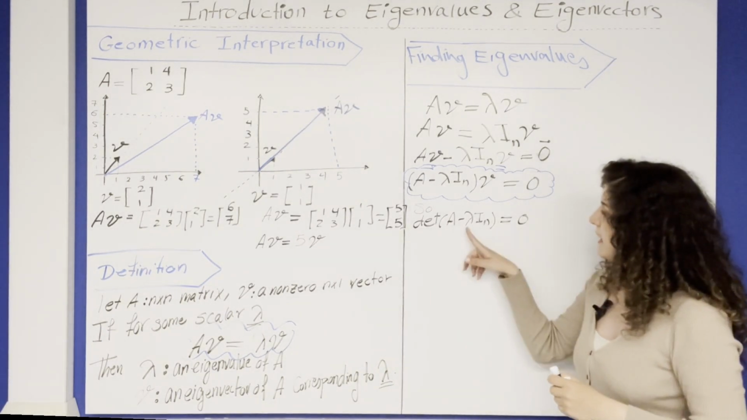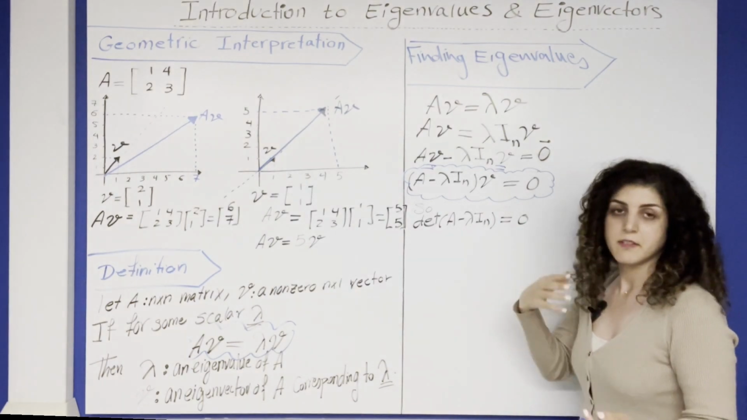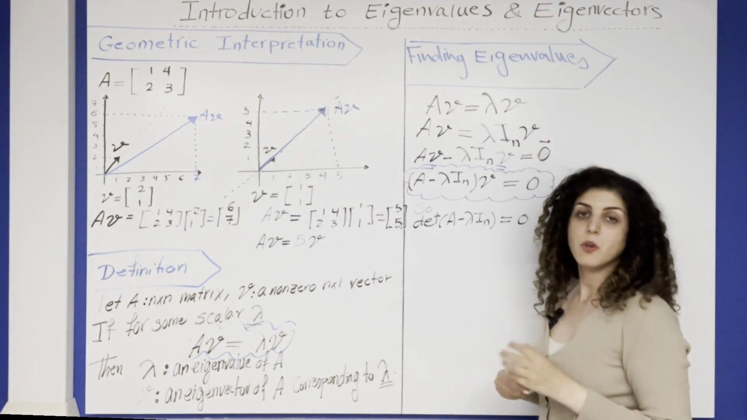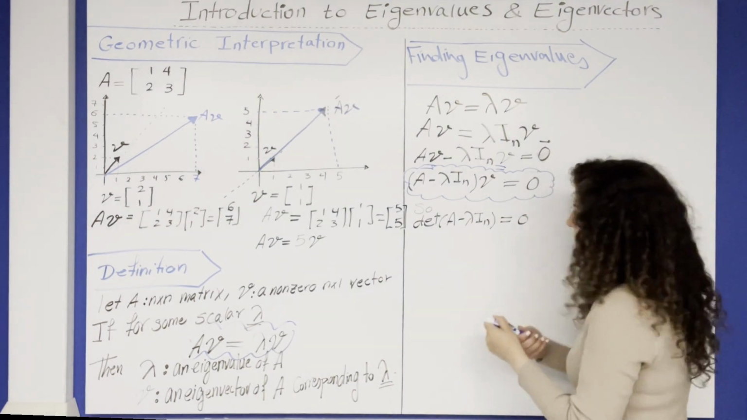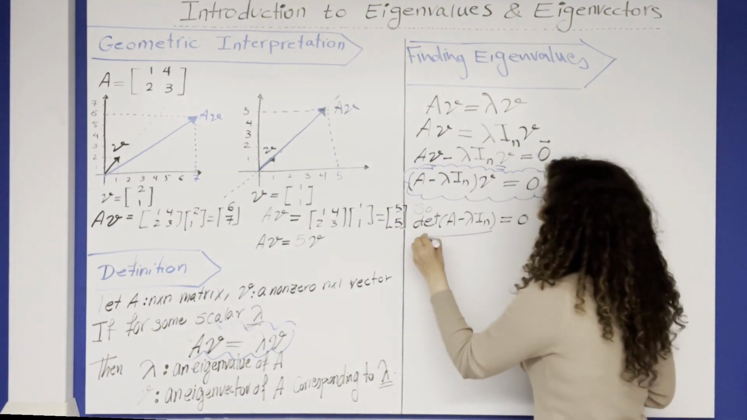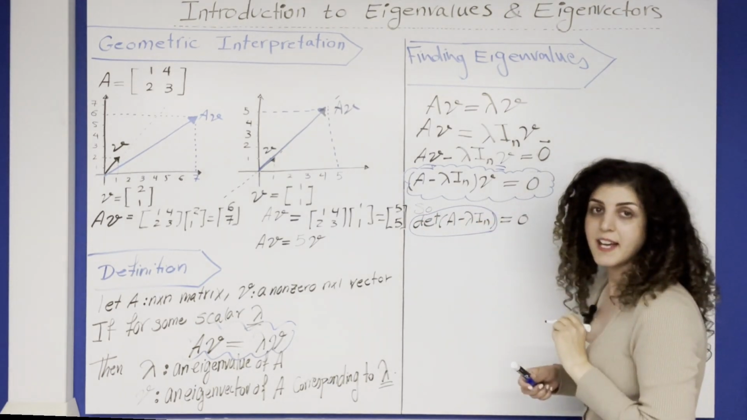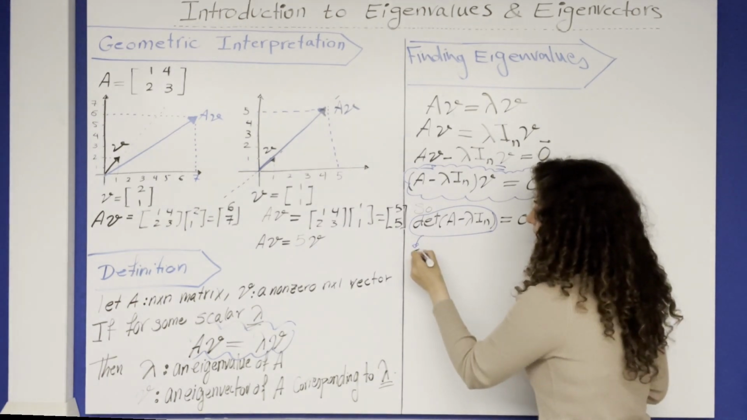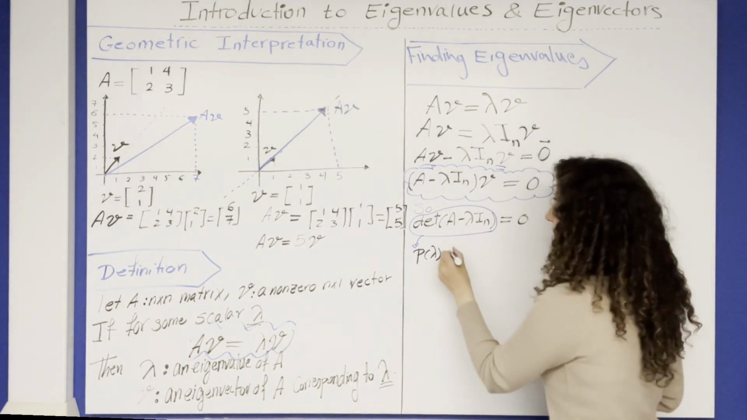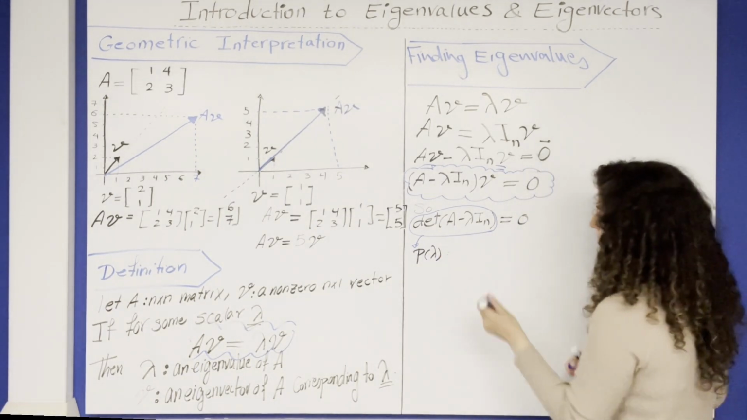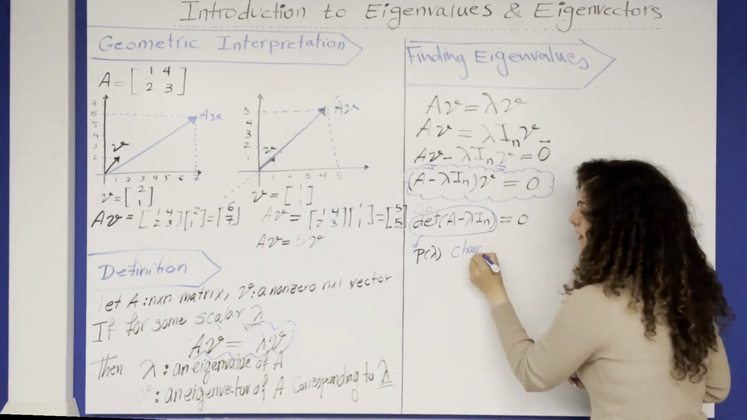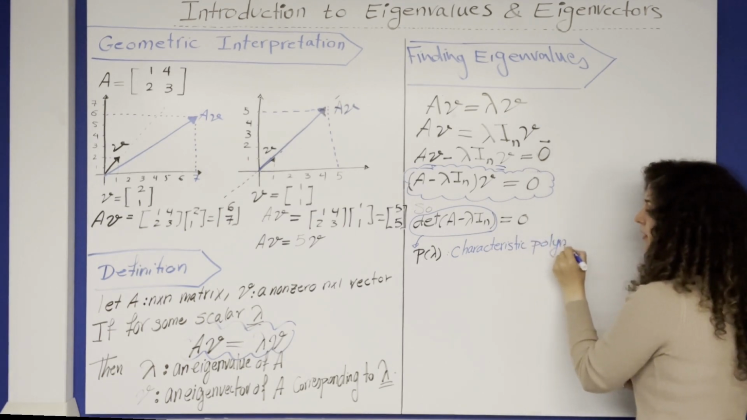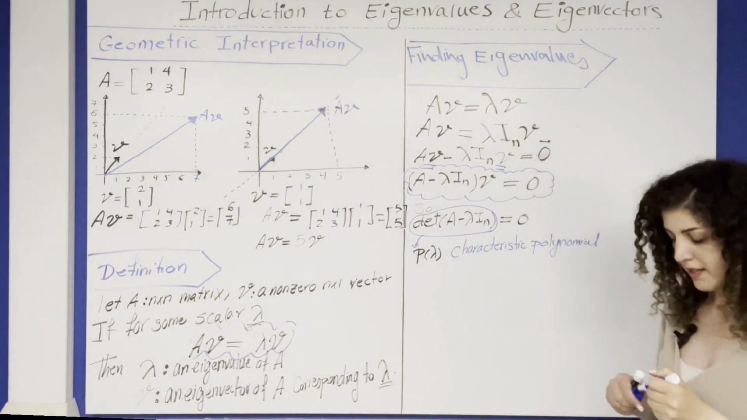Again, here, we know that lambda is a variable, right? We haven't found it yet. So this term, if I expand it, gives me a polynomial of degree n in terms of lambda. This is a polynomial of degree n, and actually it has a special name. So let me call this polynomial p of lambda. And this is actually called the characteristic polynomial for my matrix A, okay?